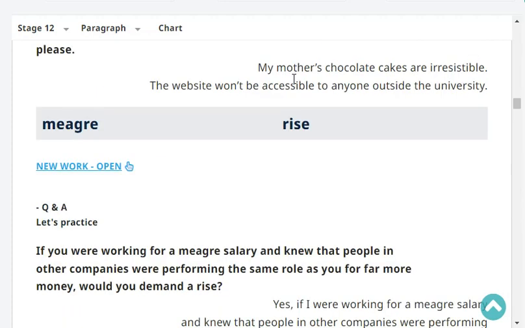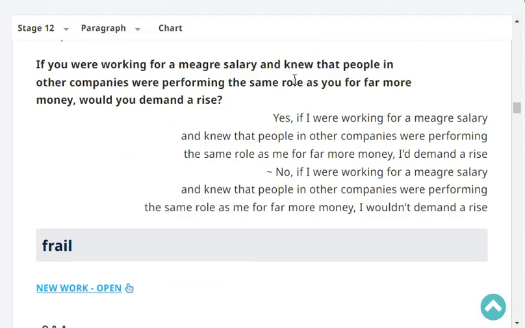If you were working for a meager salary and knew that people in other companies were performing the same role as you for far more money, would you demand a raise? Yes or no?